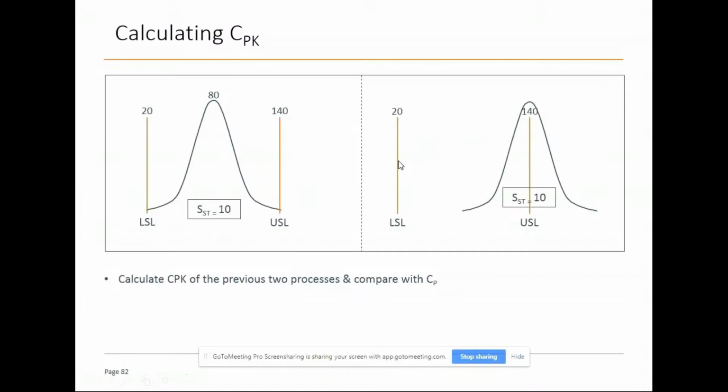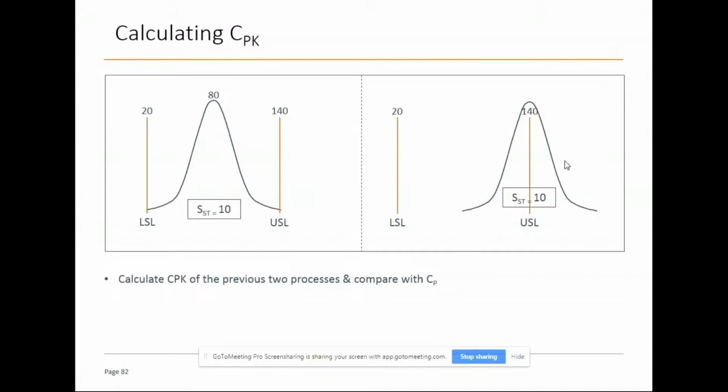Now let's calculate CP with respect to the lower limit. CPL is 140 minus 20, which is 120, divided by 3 standard deviation, which is 120 divided by 30. So 4, right? CPL is 4 and CPU is 0. What should be CPK? 0, because CPK is the minimum of CPU or CPL. Because this process is performing very well with respect to the lower specification limit, but with respect to the upper, it is all over the place.